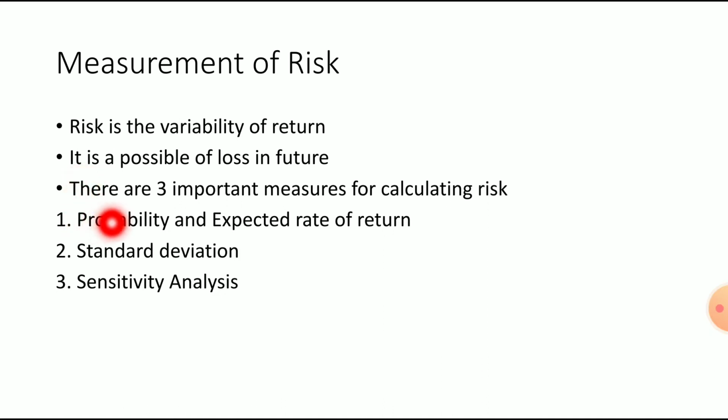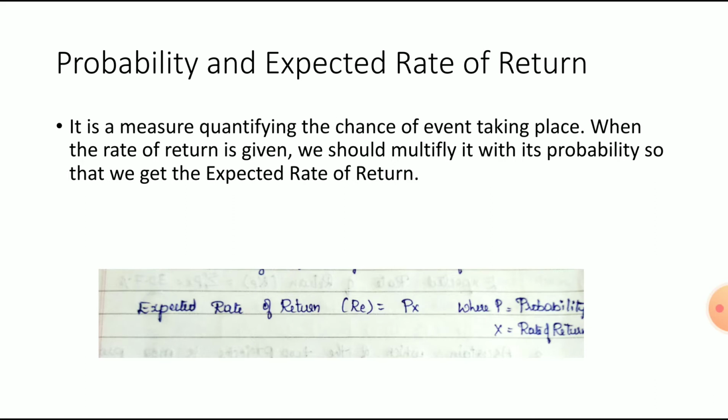So there are three important measures for calculating risk. The first one is probability and expected rate of return, the second one is standard deviation, and the third one is sensitivity analysis. So let's see the first one today, that is probability and expected rate of return.